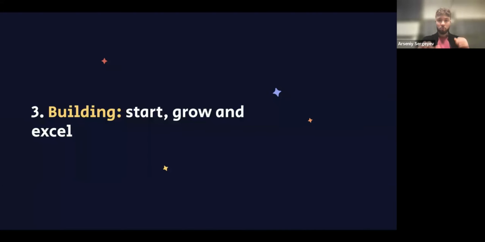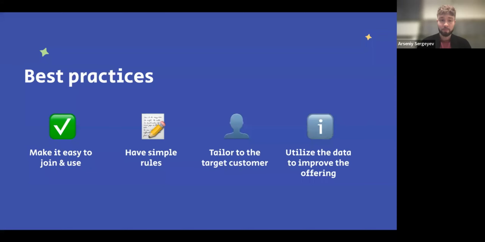Right. So we looked at some examples. We understood what customer loyalty entails and what customer loyalty programs are. We also looked at some examples of loyalty programs. Now, talking about building. Either you start and grow from scratch, or you already have a loyalty program and you want to step it up. So how do you do that?